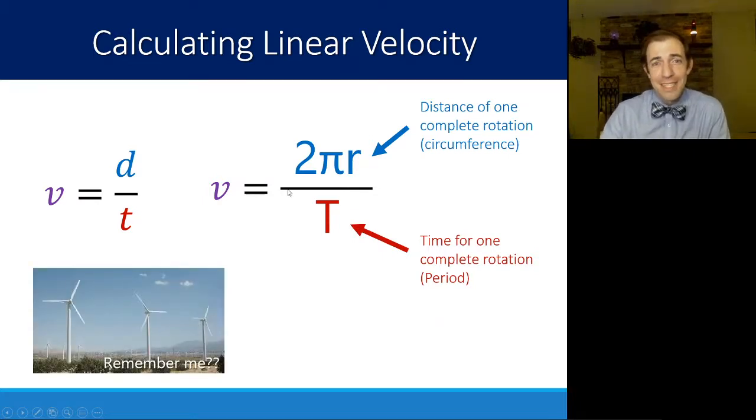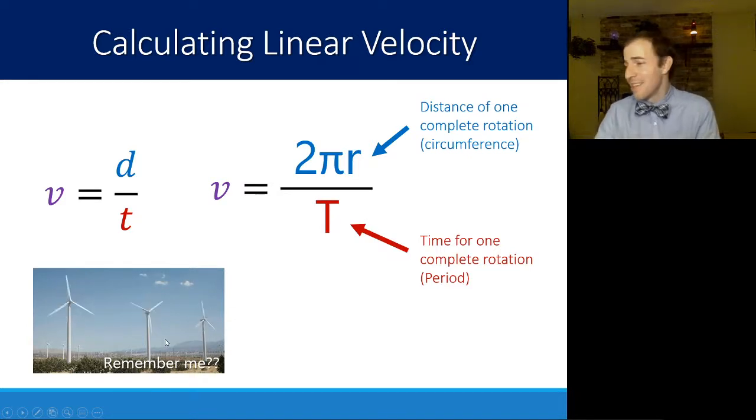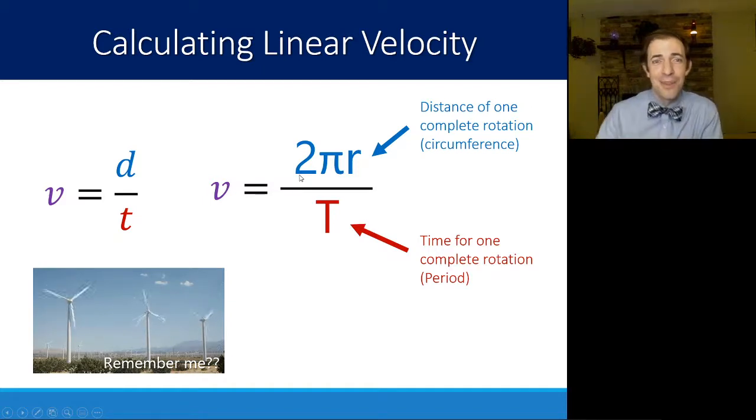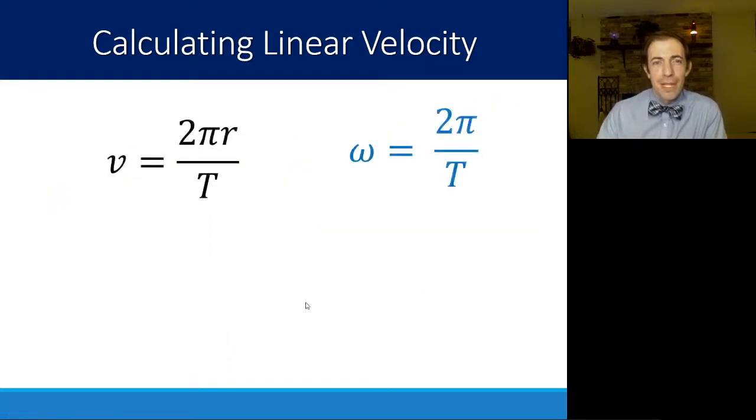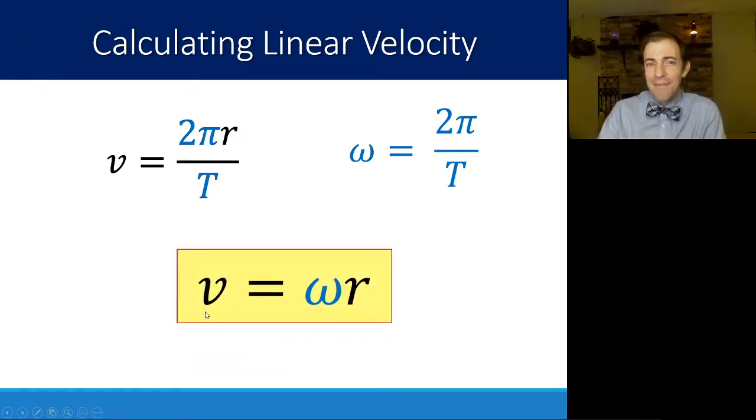Now, this equation isn't new. This is what we just did in the turbine problem. You were able to figure your way out through this understanding that the circumference is how far you're going. Now, if we take that equation, you'll notice that this omega equation for one revolution shows up in there. That 2 pi over T shows up right here. So I can rewrite this by plugging in omega. And I get v, the linear velocity, is equal to omega, the angular velocity, times the radius.